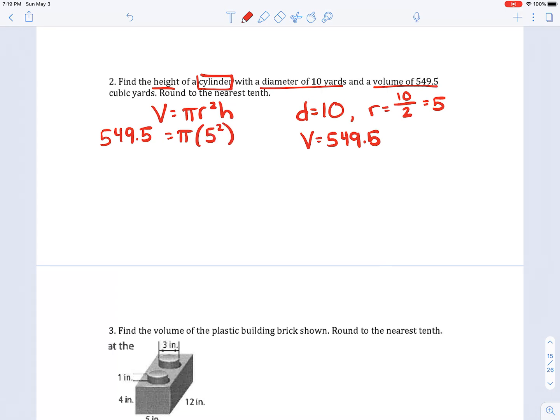Pi, my radius was 5, and they want me to solve for my height. So again, let's start out by doing our exponents first. 5 squared is 25. Pi, although it looks like a variable, it's a number. So at this point, I'm going to type into my calculator 25 times pi. Remember, make sure you use the pi button on your calculator. Don't type in 3.14 because that will round my answer.